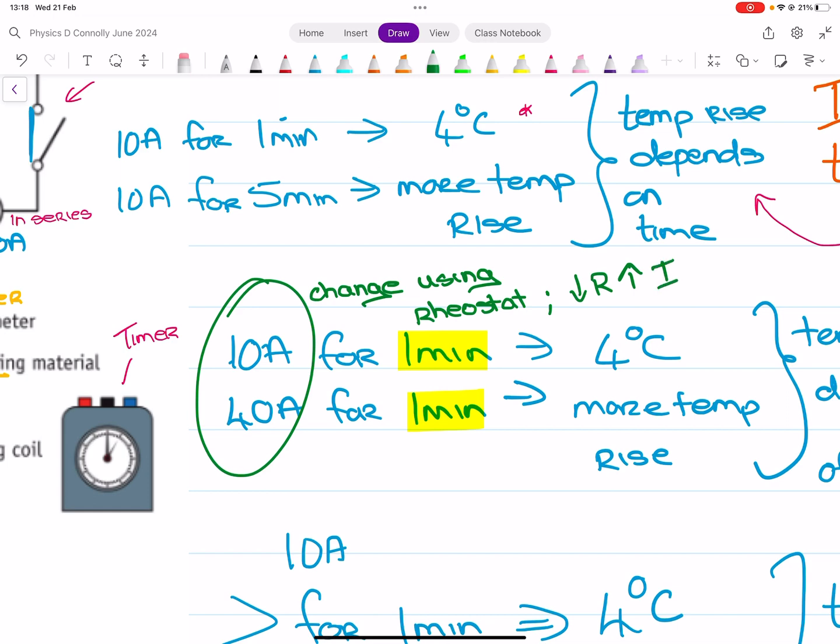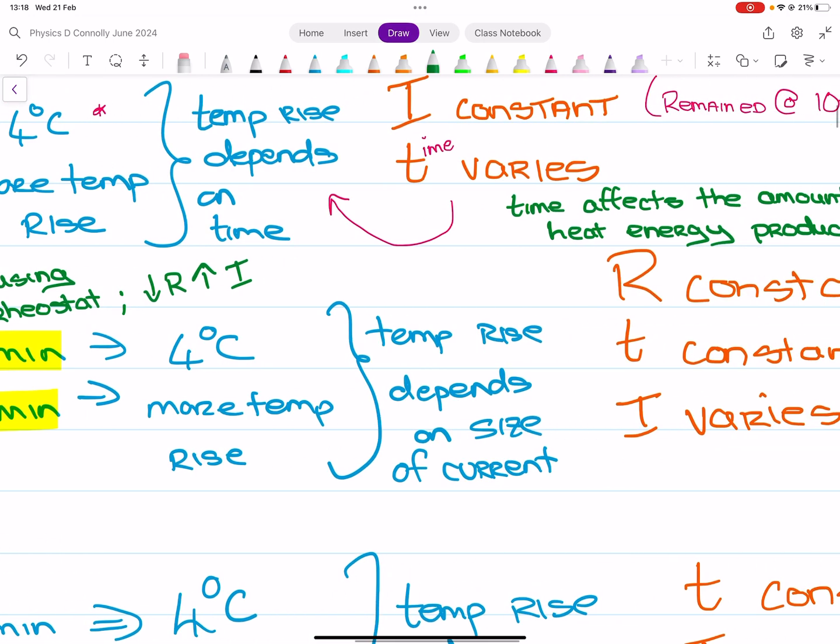Okay, so again, if you have a 10 amp current flowing for 1 minute through the coil, you're getting your 4 degree rise in temperature. If you then bump that up to 40 amps flowing for the same 1 minute through the same coil, you're going to get a bigger temperature rise. So same thing again, the temperature rise or the heat energy produced depends on the size of the current.